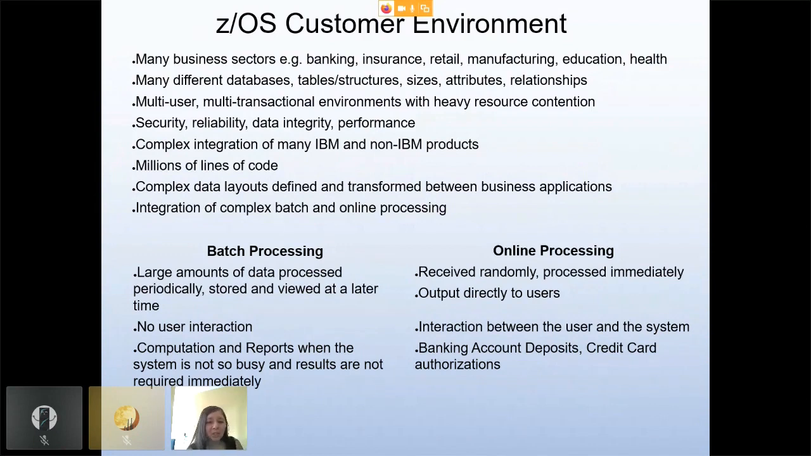There is a complex integration of IBM and non-IBM products. By IBM products, as you know, it could have IMS, it could have CICS, it could have DB2 running, it could have different programming languages like COBOL, PL/I, assembler, C, and so on. Each application, each company has millions of lines of code, usually written. There are complex data layouts which are transformed between different business applications and sometimes within the same business application within programs. There is usually a complex integration of batch and online processing.